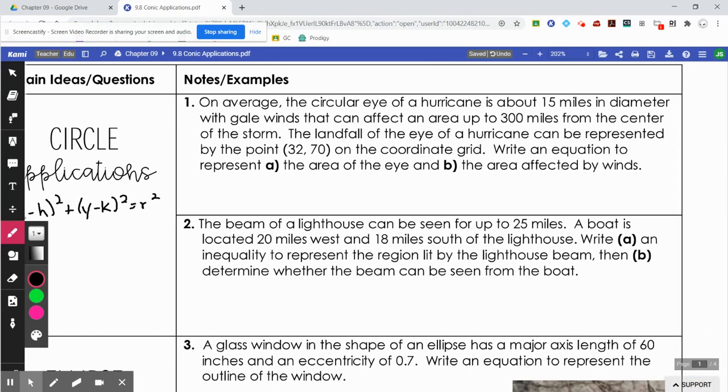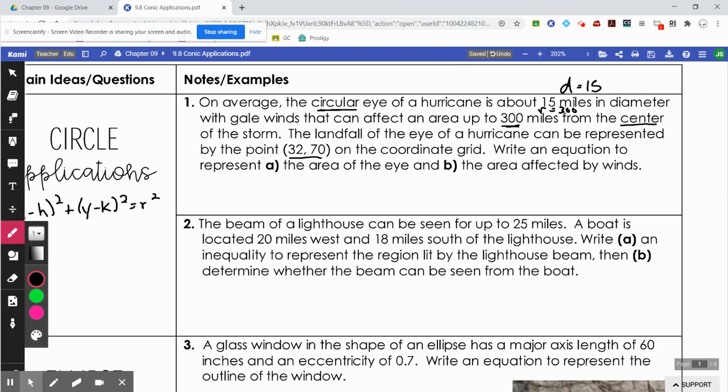On average, the circular eye of a hurricane is about 15 miles in diameter. So the diameter is 15, and that's in miles. With gale winds that can affect an area up to 300 miles from the center. Now, you've got to be careful here. 300 miles from the center, that's going to be a radius of 300. So be careful with those two things. The landfall of the eye of a hurricane can be represented by this point. So that's the middle on a coordinate grid.